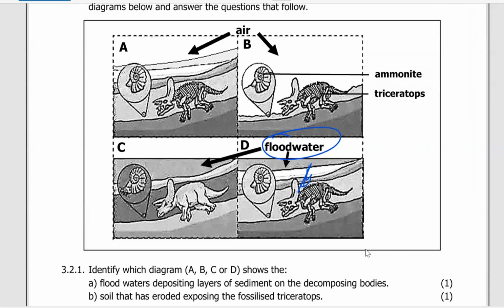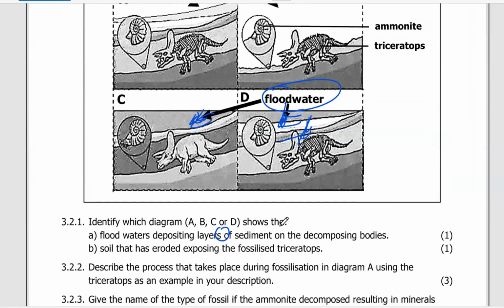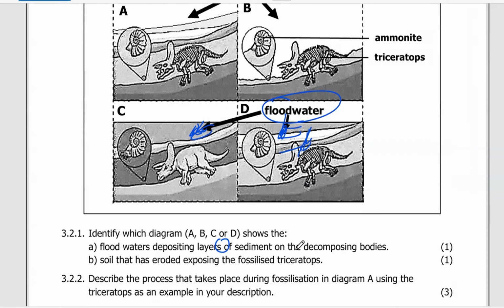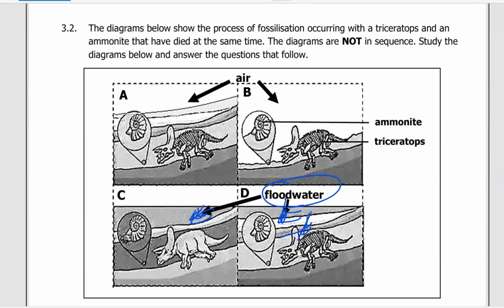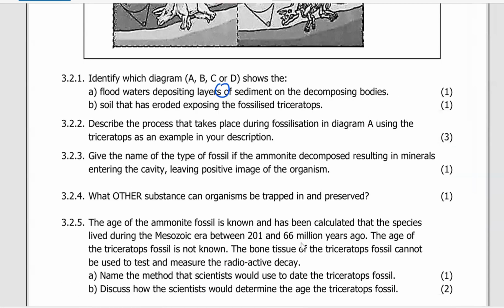If you look, there are so many layers which are being formed, and also here. So basically here and here, either way. They're saying that the soil that has eroded, exposing the fossilized triceratops. Let me read again. Soil that has eroded, meaning that we will see it when it is exposed. So it's being exposed here. Therefore, the answer becomes B in that regard.